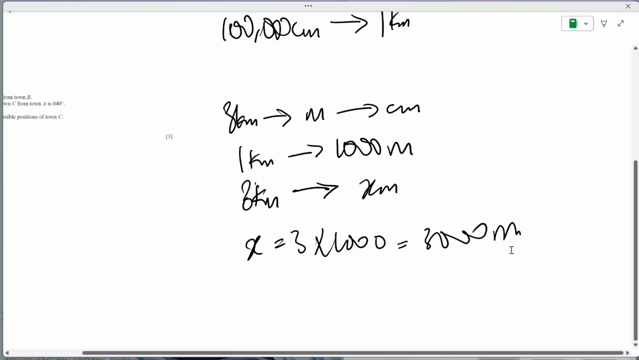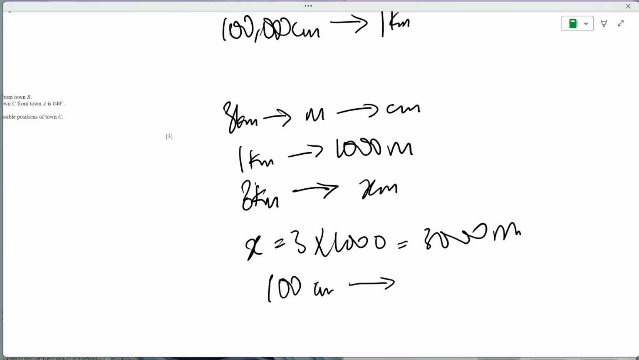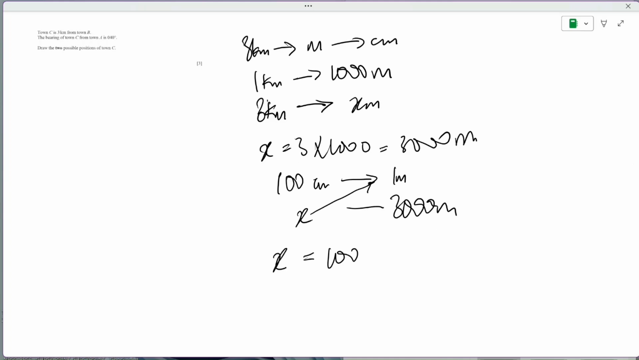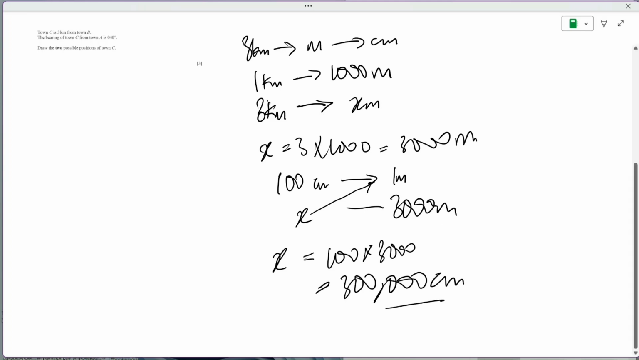How many centimeters make a meter? You have 100 centimeters equals 1 meter. Then you have to convert 3,000 meters to centimeters. Under the 1 meter, you put the 3,000 meters that share the same unit. So you have 3,000 meters is equivalent to what value in centimeters? You cross multiply again. X times 1 is x equals 100 times 3,000. You have 100 times 3,000. That gives you 300,000 centimeters. So converting from kilometers to centimeters, you can first convert from kilometers to meters, then from meters to centimeters.